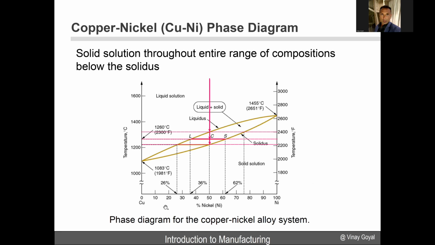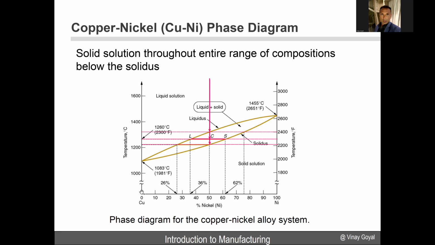Okay. On the very left, you have 0% nickel, 100% copper, and towards the very right, you see 100% nickel. So towards the left, you have a copper dominated behavior. Towards the right, you have a nickel dominated behavior. So the solid solution here can be determined through this diagram.